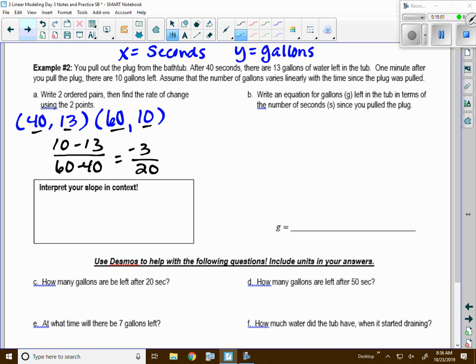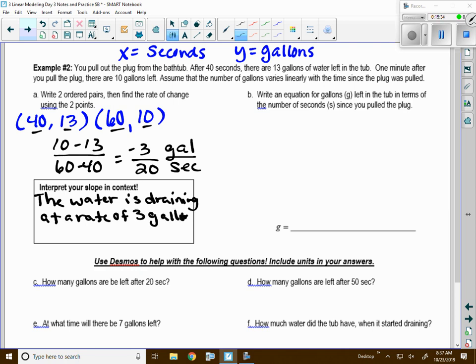Okay, so let's see. What values are on top? Is it X or Y? Y on top, and Y is gallons. Okay, so it's 3 gallons per 20 seconds. So, to interpret it, the water is draining at a rate of 3 gallons every 20 seconds. Or you could say the bathtub is losing 3 gallons of water every 20 seconds. You could say it that way too. Okay, so why is it negative again? Yeah, right? We're losing water, we're not gaining water.